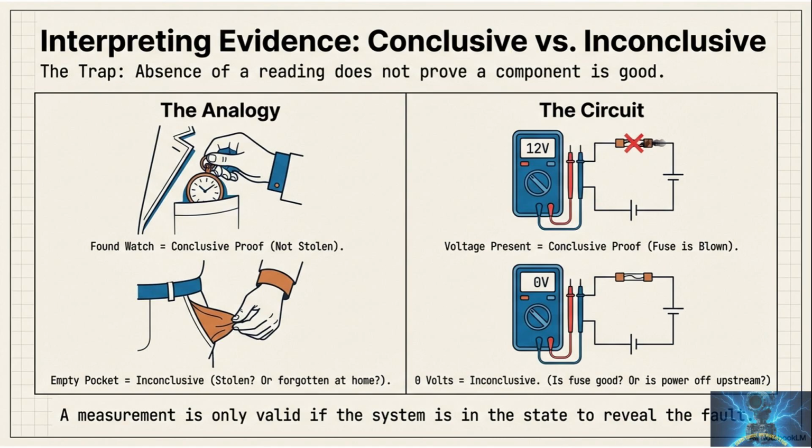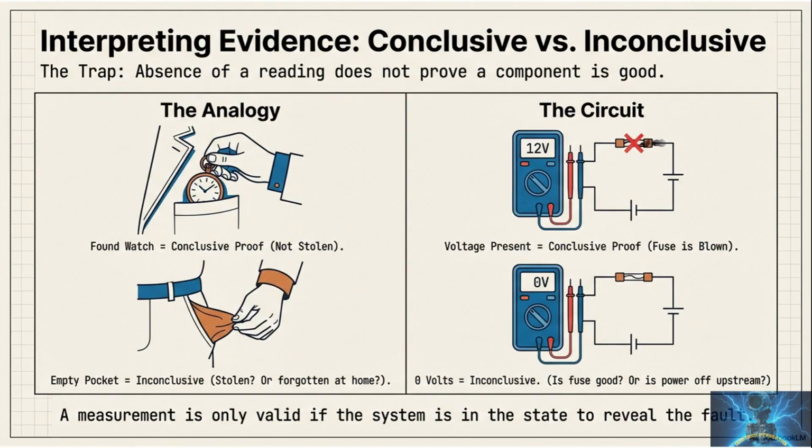This is a classic diagnostic trap. Absence of a reading does not automatically prove a component is good. A conclusive measurement is one that proves a specific condition. Example: voltage present at a point can conclusively prove an upstream fuse is not open. But 0 volts at a point might be inconclusive if the circuit is de-energized, the switch is open, or the system state is not demanding power.